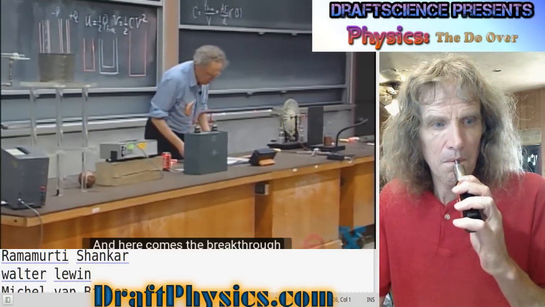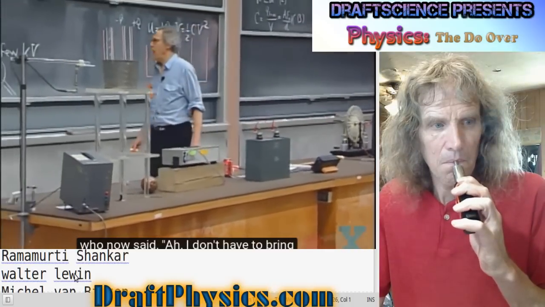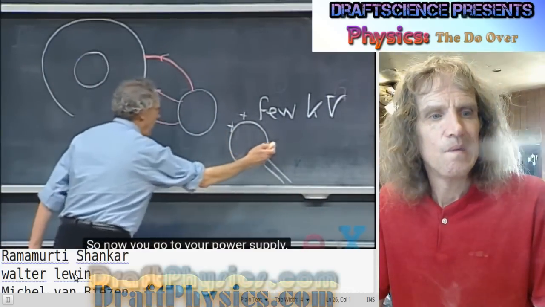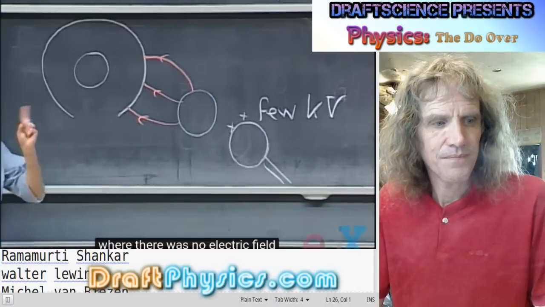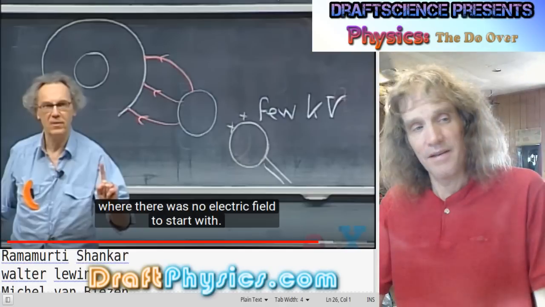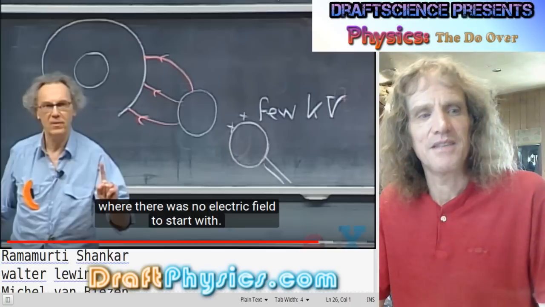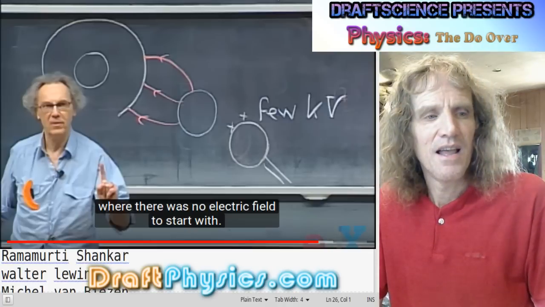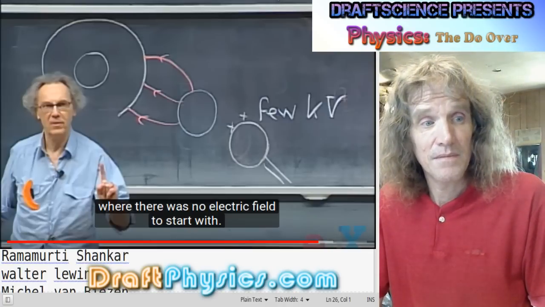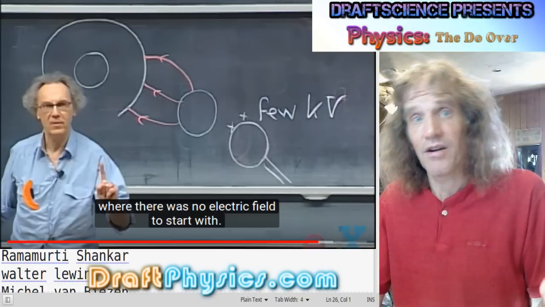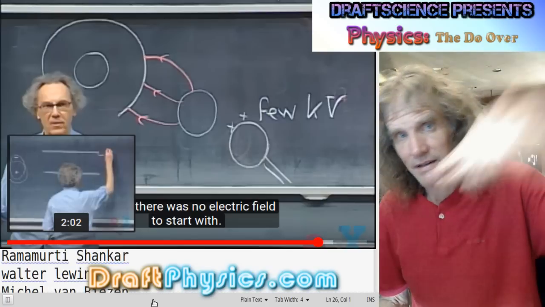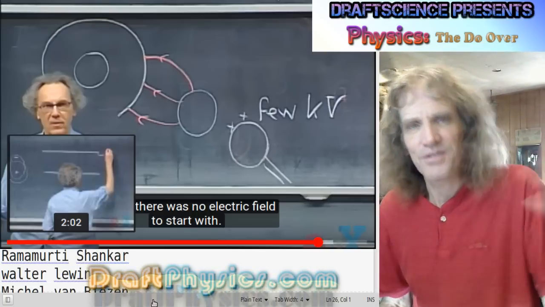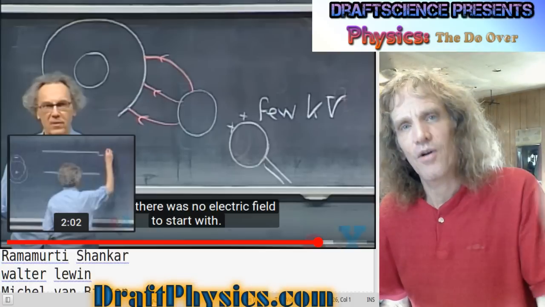So now what you do, and here comes the breakthrough by Professor Van de Graaff from MIT, who said, I don't have to bring the charge on this way, but I can bring the charge in this way. So now you go to your power supply, a few thousand volts, and you bring it inside this sphere where there was no electric field to start with. Yeah, it's almost surprising that Newton didn't figure this out, or somebody, because it really is so obvious and simple: just sneak it in, and you can increase the voltage. And like I said, it gets your imagination going. It's sort of like the argument where you're getting a little bit of free energy from gravity and hydroelectric or wind, and it makes you think, oh, this has real potential. But there's always a limiting factor, and the limiting factor is that hole.